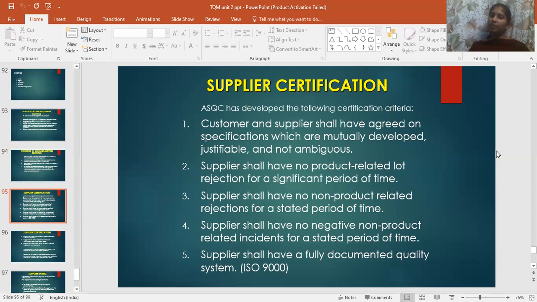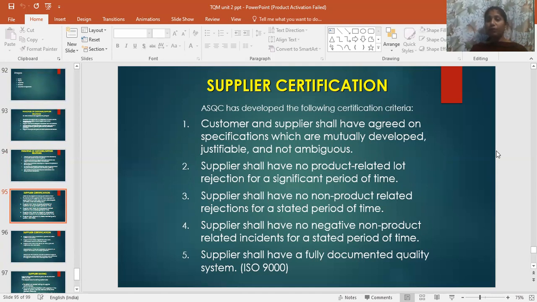So how do we follow supplier certification? ASQC has developed some certification criteria. The customer and supplier should have agreed on specifications which are mutually developed, justifiable, and not ambiguous. The supplier shall have no product-related lot rejection for a significant period of time. The supplier shall have no non-product-related rejection for a stated period of time. The supplier shall have no negative non-product-related incident for a stated period of time.